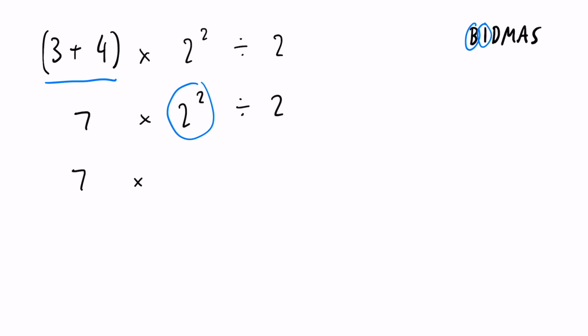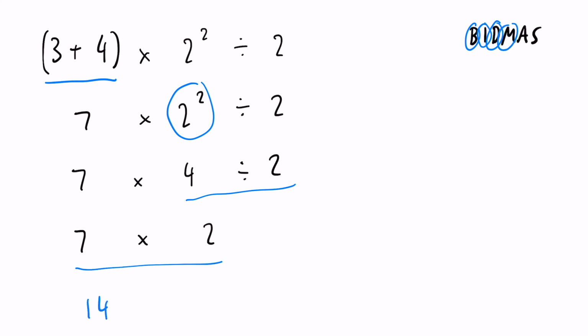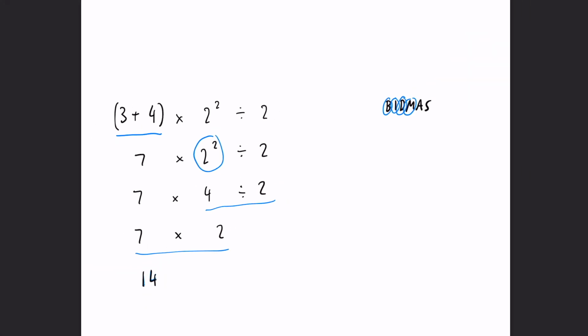So 7 times 4 divided by 2. Next, division. Now division, 4 divided by 2, we know that makes 2. So 7 times 2. M, multiplication, that is our final one. 7 times 2 makes 14. And there we have it.